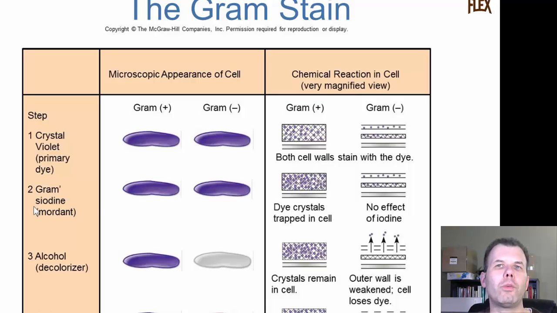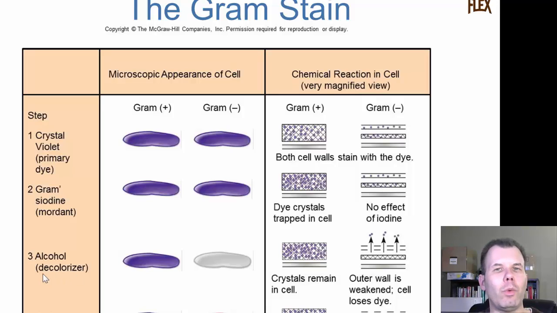Then you treat it with what is called Gram's iodine. Gram's iodine allows the stain to really stick tightly to the cell wall. Again, with a thick cell wall, you're going to see lots of stain stuck. Whereas in the gram-negative, you're not going to really see any more stain stuck to the cell wall. It's kind of stuck, and that's it.